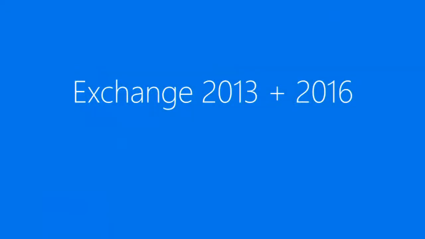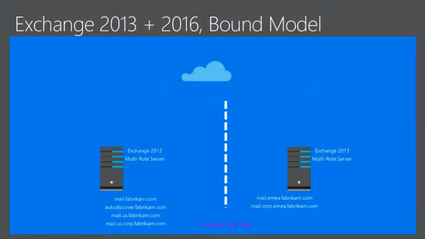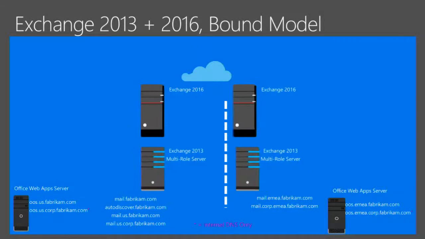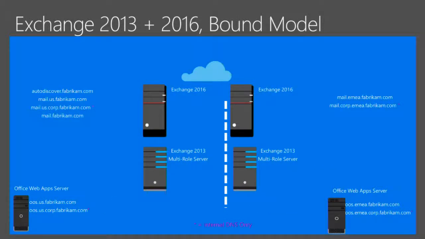All right. So 13 and 16, this is a relatively easy model here. We introduced our 2016 servers and our Office web app servers, and eventually all we do is move where the namespace goes to. There's not a whole much with 16 and 13 coexistence. It just works. It's nice and easy.